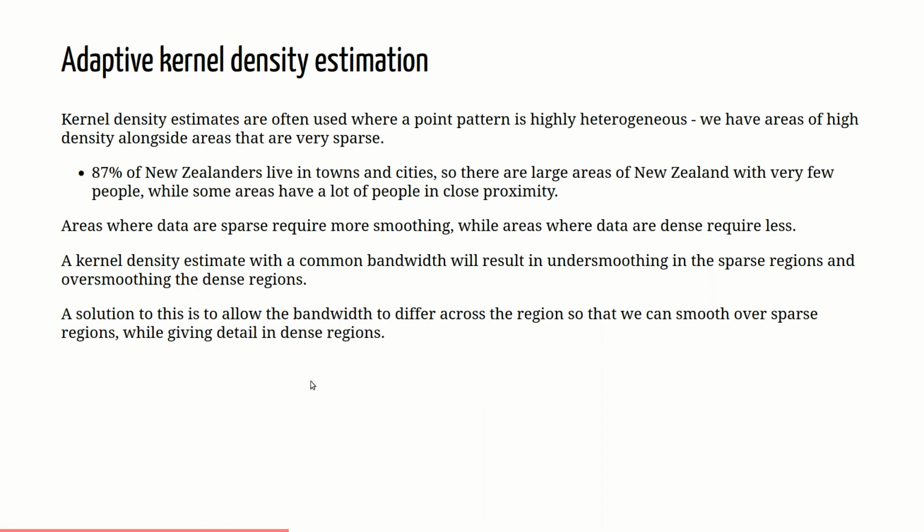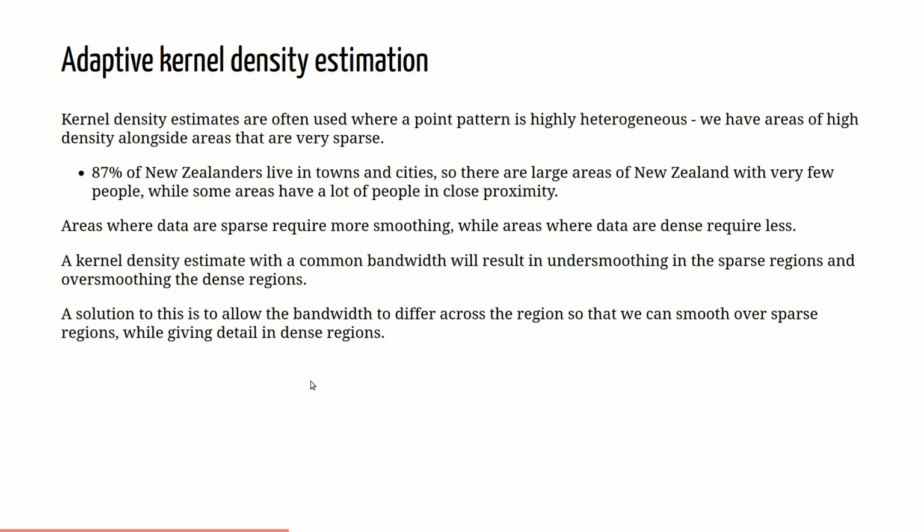So if you were looking at locations of people in New Zealand, using a single bandwidth to cover that region is going to be really bad because you're going to require more smoothing in the areas where the data are sparse, where there's no people. You want to smooth that over because you're never going to get many points there. Whereas in the cities, you're going to want a lot of detail, right? Because we know we've got lots of data there and we want to pick out where that data is, okay? And so we want to smooth less in the cities, in the dense areas, and we want to smooth more in the sparse areas.